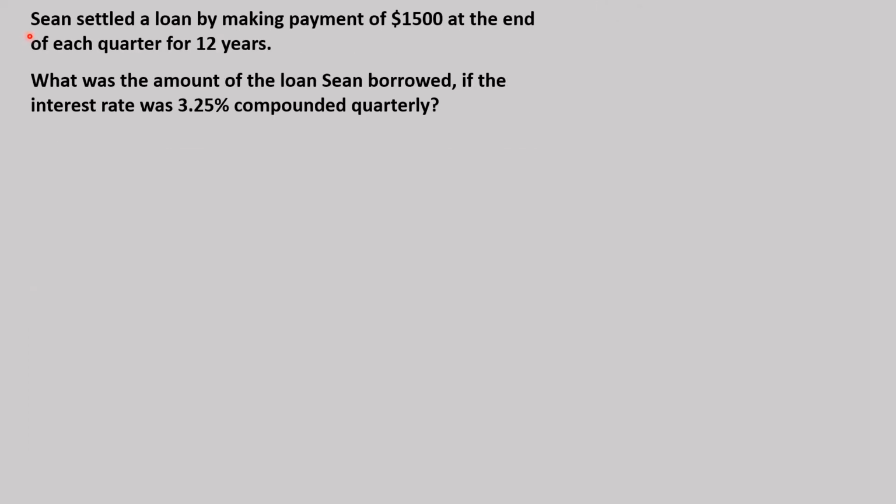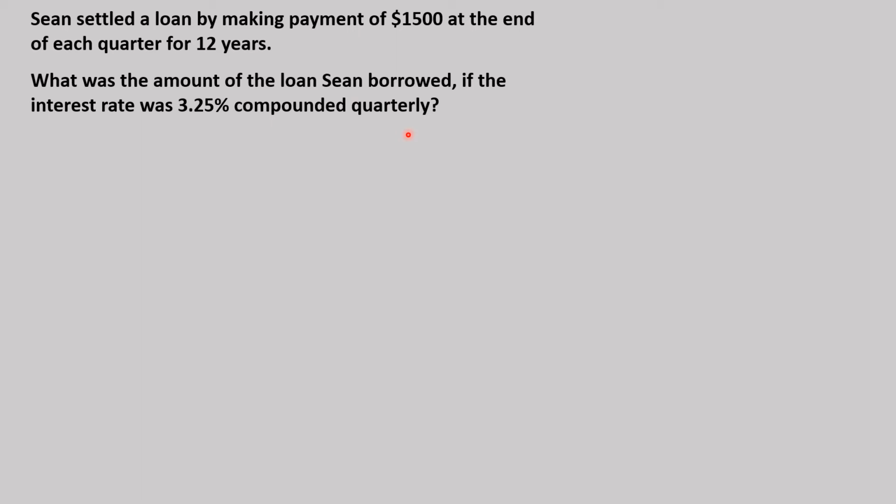Okay, so this question states that Sean settled a loan by making payments of $1,500 at the end of each quarter for 12 years. What was the amount of Sean's loan? What was the amount Sean borrowed if the interest rate was 3.25% compounded quarterly, right?